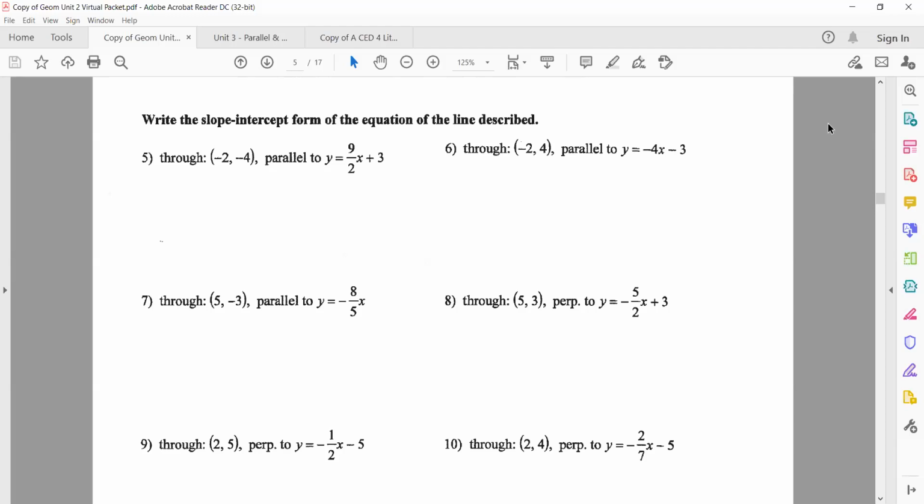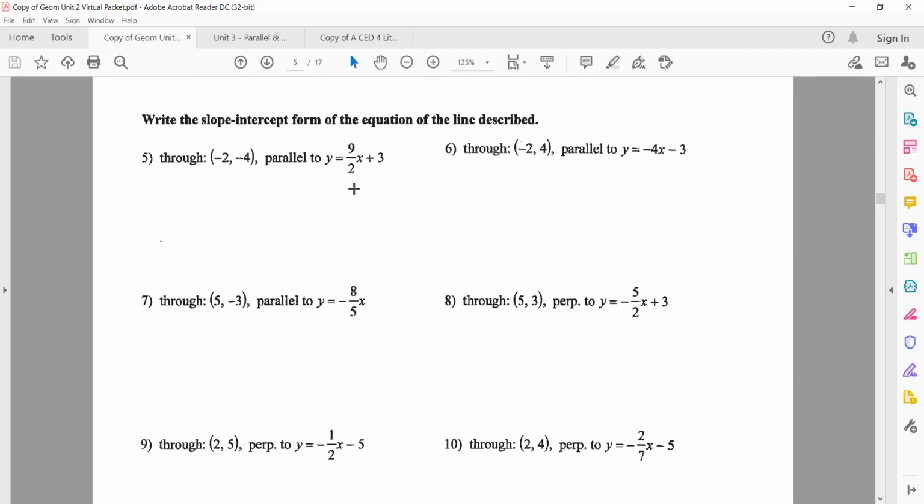Now, if you look at these first 5, 6, and 7, what's the slope going to be of the line that goes through these other points? Because all 6 of these problems here are talking about 2 lines. Our second line is going to go through a point that they give us that's parallel to the first line. 5, 6, and 7 are all parallel. So what's the slope going to be for our second line? Yeah, keep going. The same, 9/2. Slope is going to be the same for parallel lines.